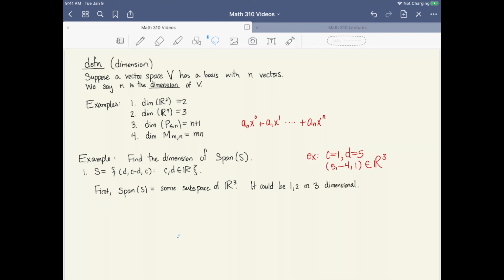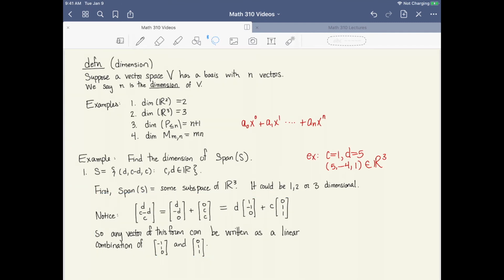So let's notice something else. If I'm looking at my vectors in column form, then it's a little bit easier to see that the vector d, c minus d, c could be written as 2 things added together. It's the D part added to the C part. So in other words, d, minus d, 0 added to 0, c, c. And D and C are numbers, so let me write them outside as scalars. So this is a linear combination of the vectors 1, minus 1, 0, and 0, 1, 1, after they've been multiplied times these arbitrary scalars C and D.